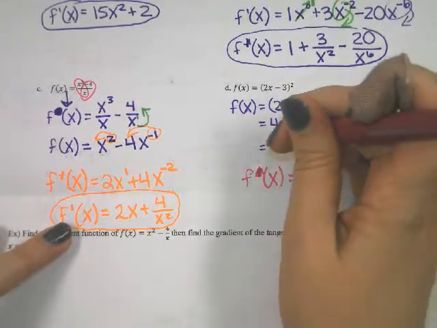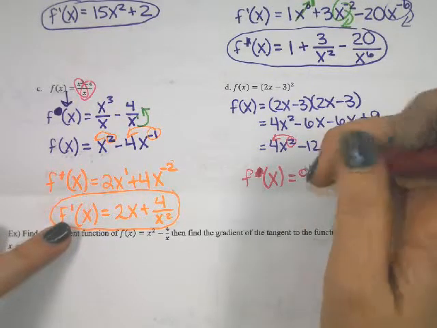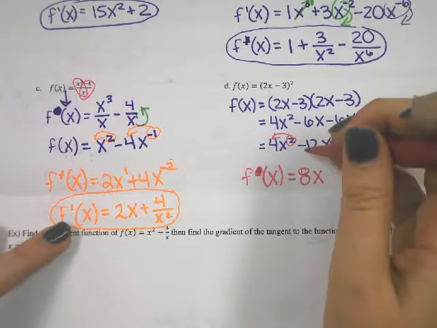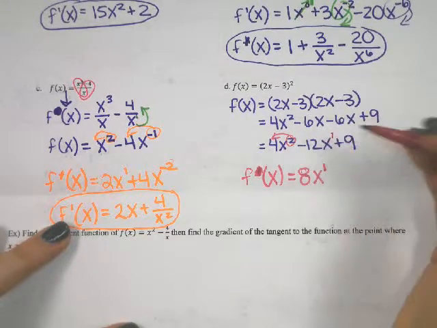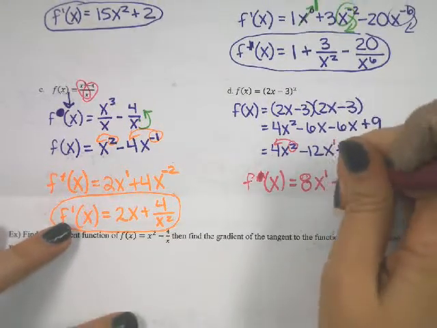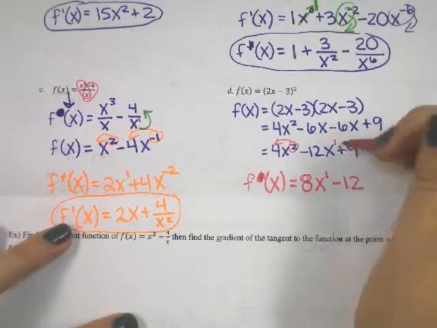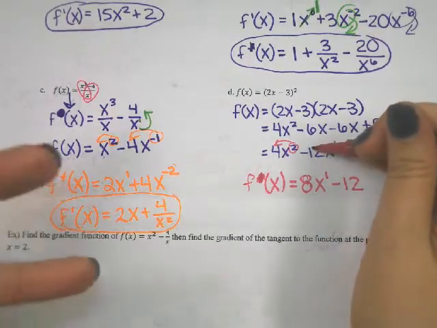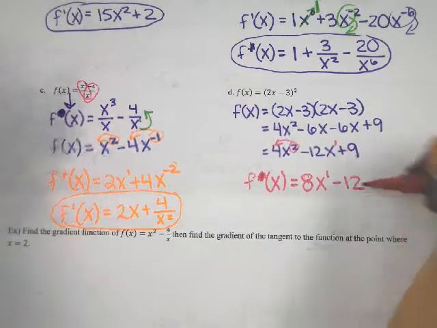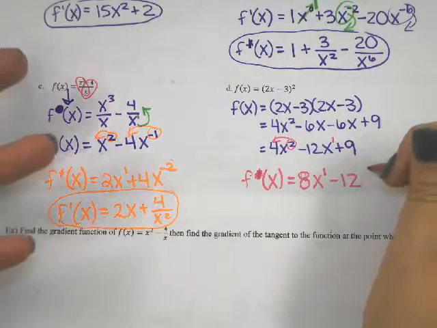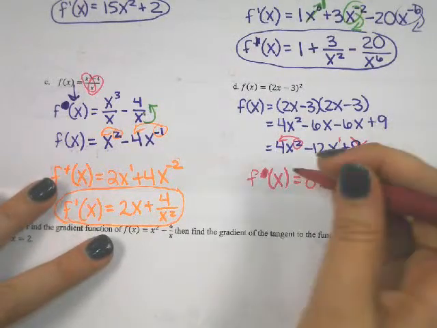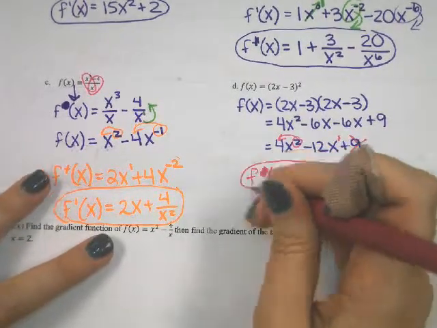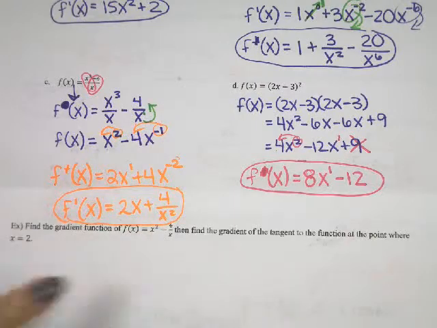So we drop the power to the front. 4 times 2 is 8. Drop the power from 2 to 1. You might start noticing if it's just an x, that x ends up going away. So the 1 multiplies to the front. Negative 12 times 1 is negative 12. And then x to the 0 would go away. We can ignore constants because they have a derivative of 0. So there's our function.